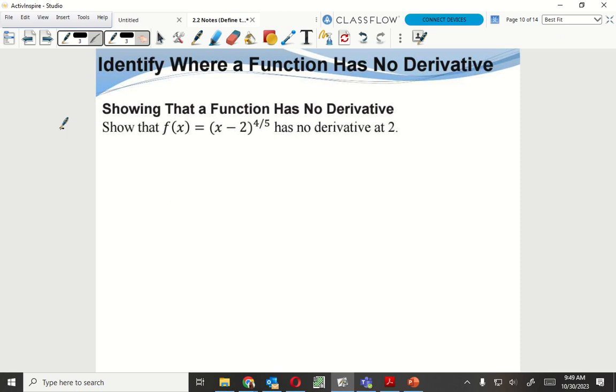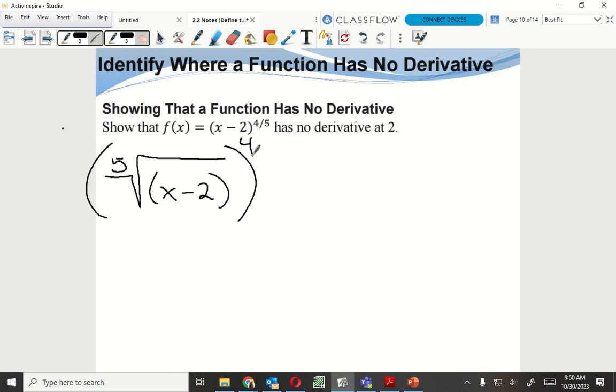Identify where a function has no derivative. So if we're looking at this, I need to rewrite it just so I can see something. If something is being raised to the 4/5 power, the top number, the 4, is my power, and the bottom number is the root. So it is a fifth root of x minus 2, in parentheses, and all this is being raised to the 4th power.